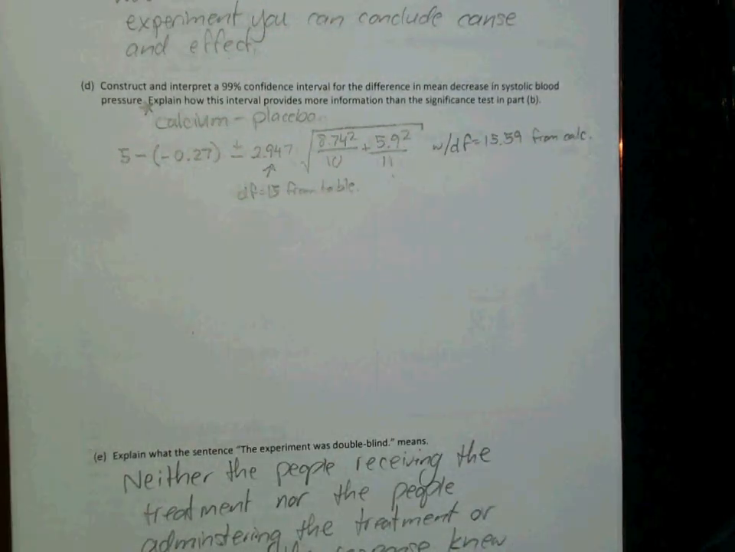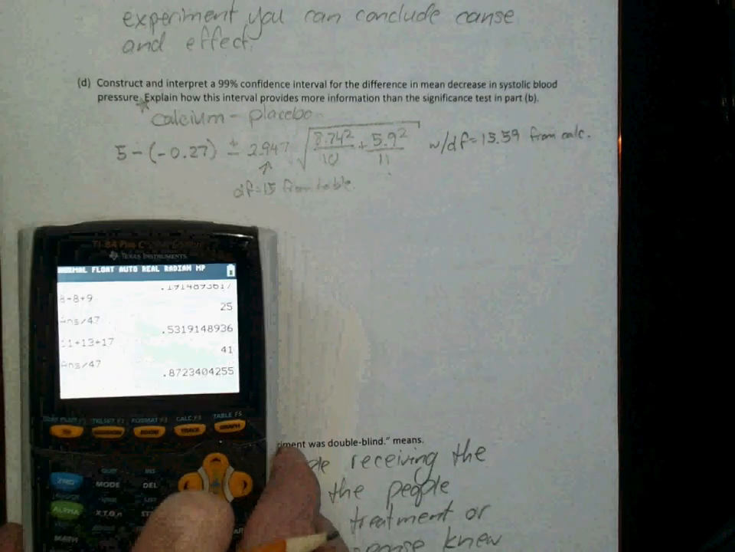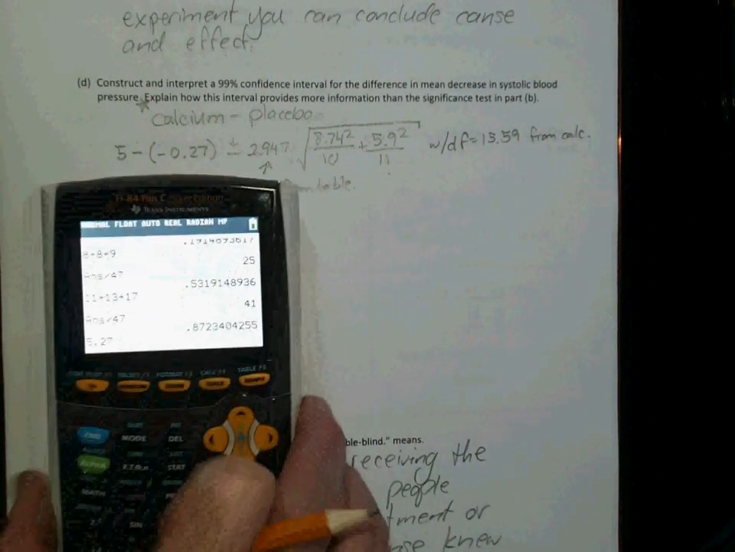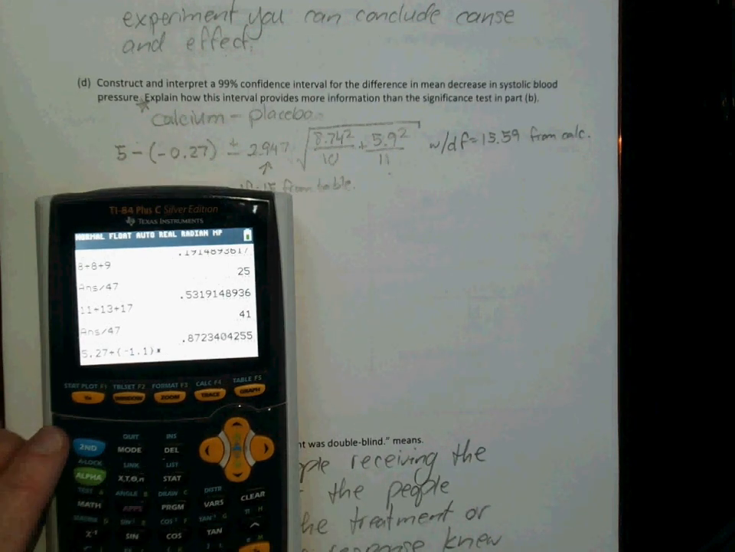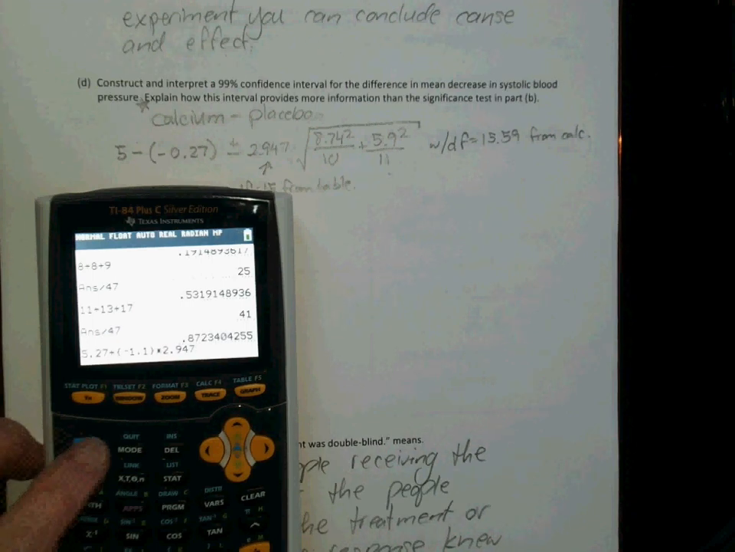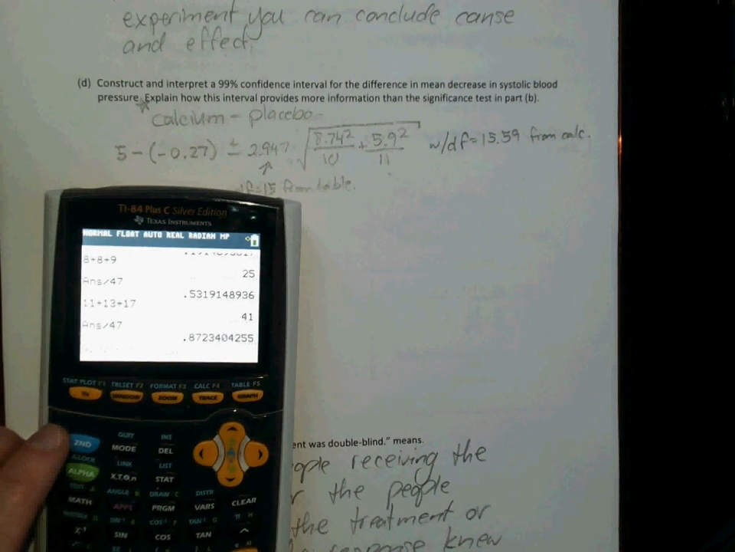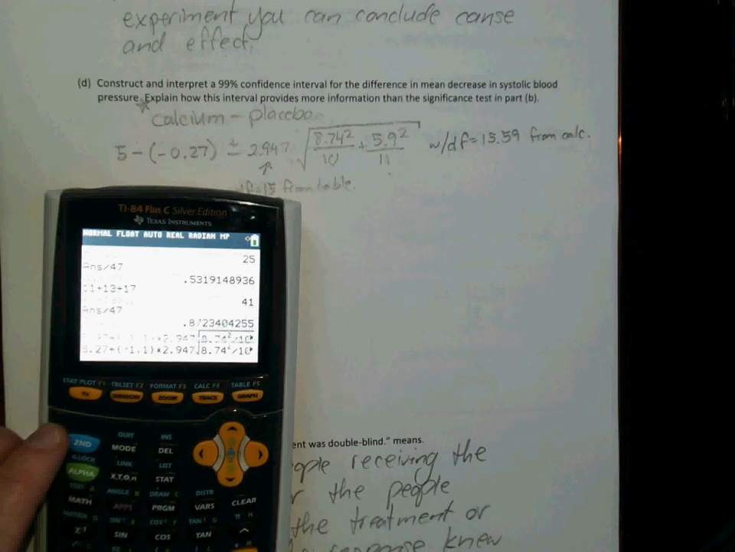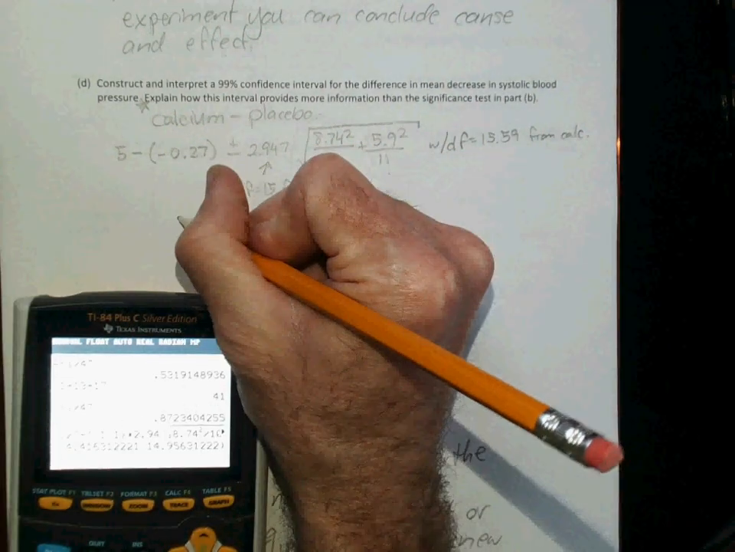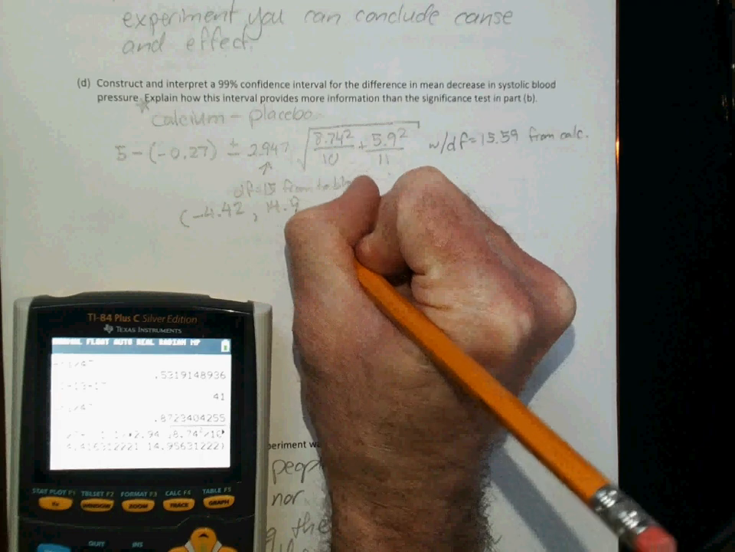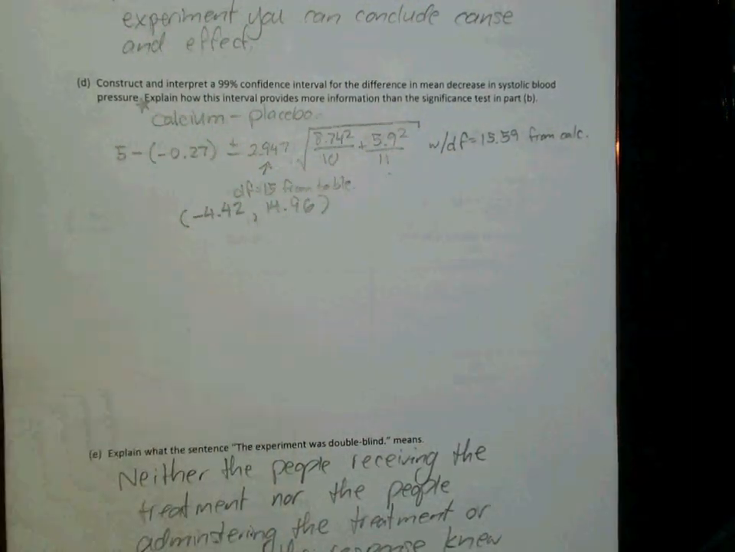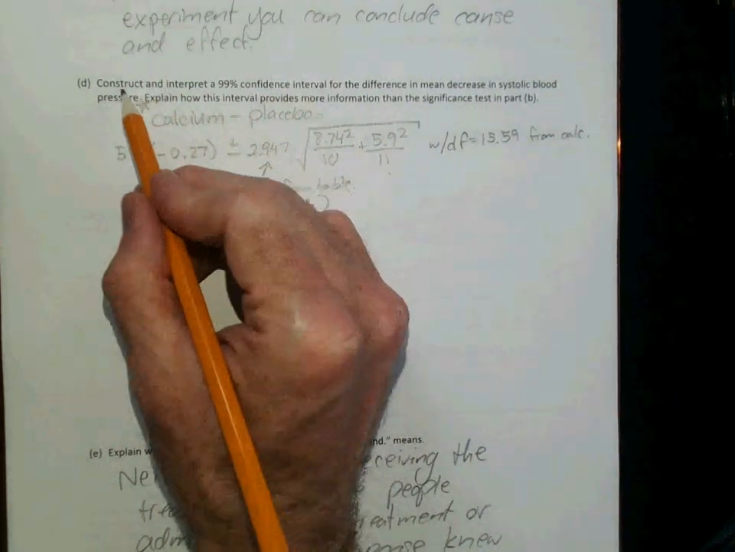Now I'm just going to grab my calculator. So this is 5.27 plus or minus 2.947 times the square root of 8.74 squared divided by 10 plus 5.9 squared divided by 11. And I am getting negative 4.42 to 14.96. Okay, so now don't forget construct and interpret.